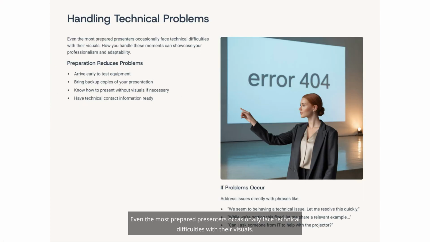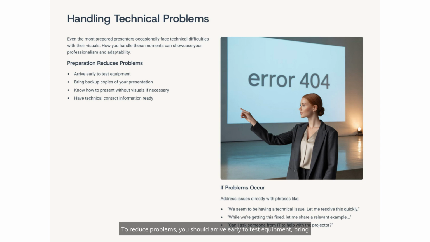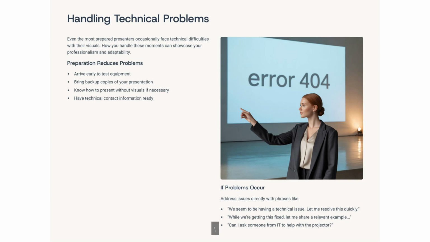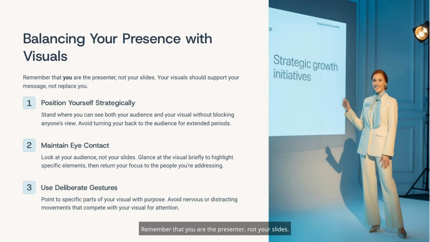Even the most prepared presenters occasionally face technical difficulties with their visuals. How you handle these moments can showcase your professionalism and adaptability. To reduce problems, you should arrive early to test equipment, bring backup copies of your presentation, and have a technical contact's information ready. If problems do occur, you can address the issue directly with phrases like, "We seem to be having a technical issue. Let me resolve this quickly," or "Can I ask someone from IT to help with the projector?"